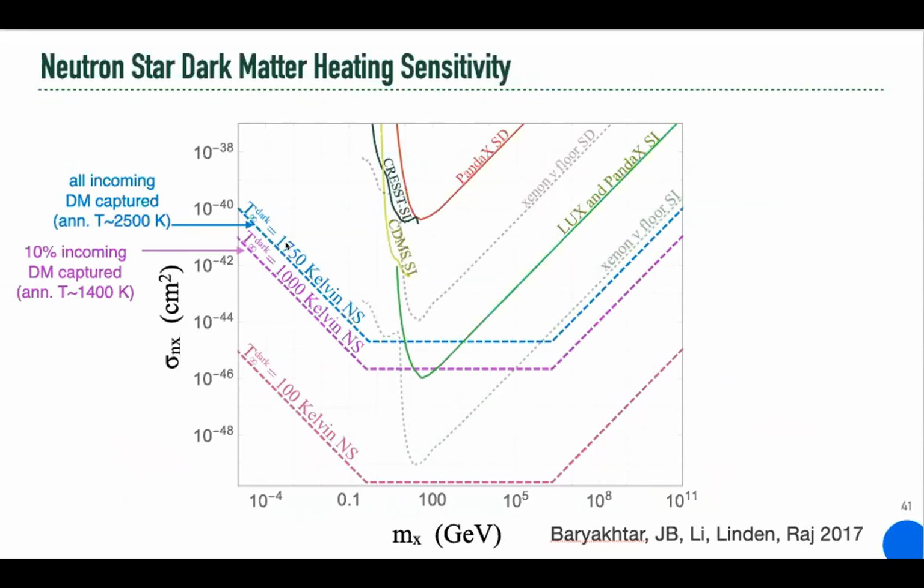Well, if you were able to set a bound on dark matter using neutron stars by seeing a neutron star that had a temperature less than 1750 Kelvin, then that would tell you that essentially any dark matter in this parameter space and above would have heated neutron stars to above that temperature. So this clocks in at around 10 to the minus 45 centimeters squared over a wide range of masses. And then as you go to higher masses, you have to think about multiscattering in order to capture the dark matter and harness all of its kinetic energy.